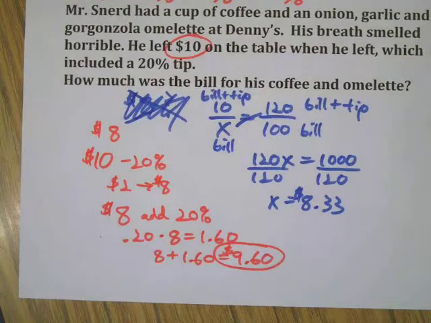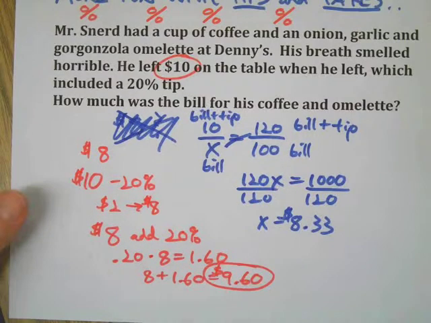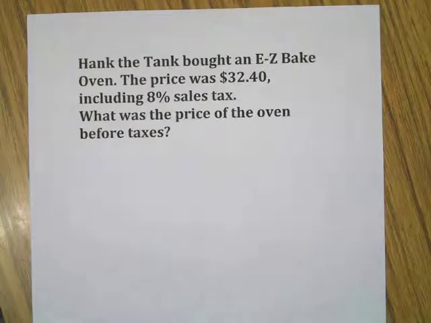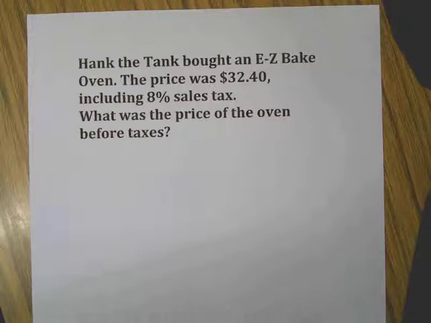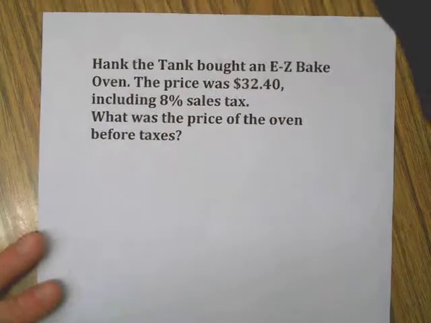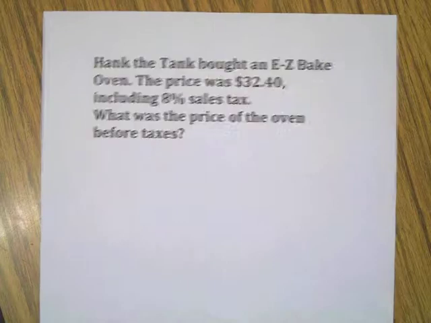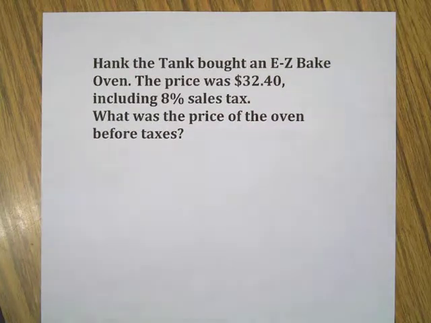Hey, let's do a sample problem and see if you caught on to this. This one the numbers won't be so easy to do in your head. You'll probably be forced to use a proportion or some other strategy. Here we go. Hank the Tank, he bought an Easy Bake Oven. The price was $32.40, including an 8% sales tax. What was the price of the oven before the taxes were added? All right, go ahead and do this problem, and I'll see you in a minute. Are you still there? Wake up, wake up.